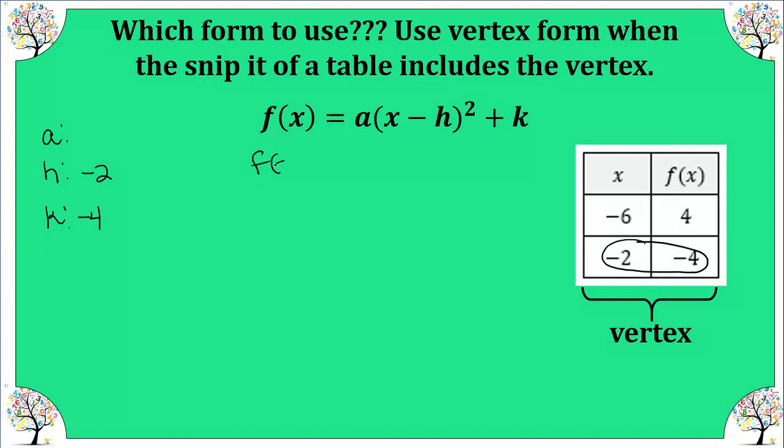So I have f of x equals a, and then we have x minus -2, which is x plus 2, minus 4. Now let's use this other point that has been given to us for x and f of x into our equation. So I'm going to replace f of x with 4. Again, we're finding our a value. The x value is -6.